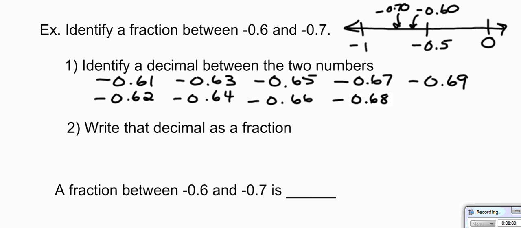So I'm going to pick 0.64, just because. And so negative 0.64, I'm going to put the decimal into a fraction, and I want to think of what decimal place am I looking at. So we have tenths, and then we have hundredths. So I have 64 hundredths, or 64 hundreds. So negative 64 out of 100.